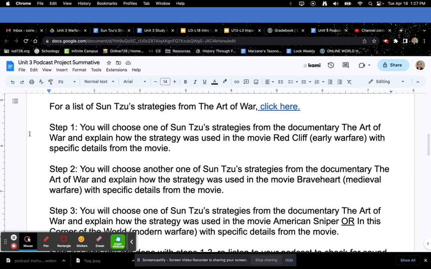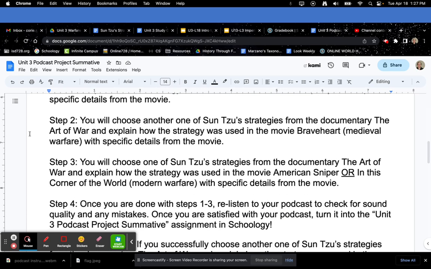Step 1. You will choose one of Sun Tzu's strategies from the documentary The Art of War and explain how the strategy was used in the movie Redcliffe, Early Warfare, with specific details from the movie. Step 2. You will choose another one of Sun Tzu's strategies from the documentary, The Art of War, and explain how the strategy was used in the movie Braveheart, Medieval Warfare, with specific details from the movie.